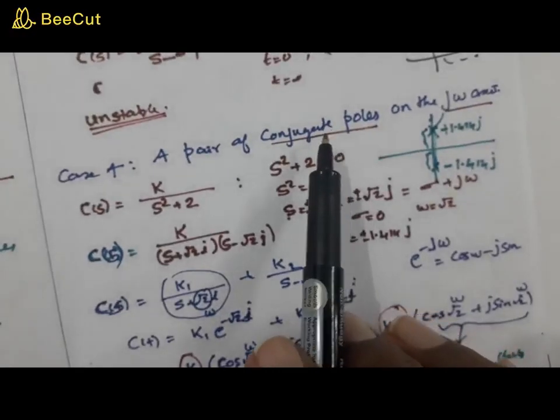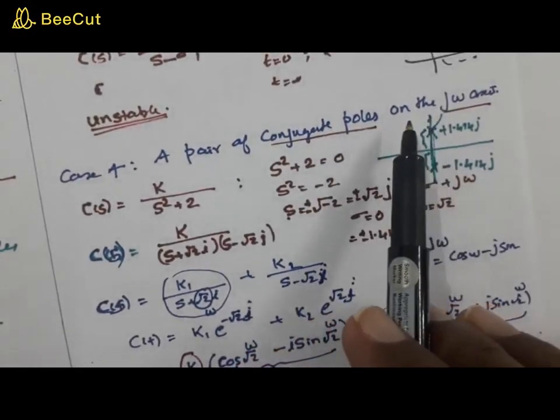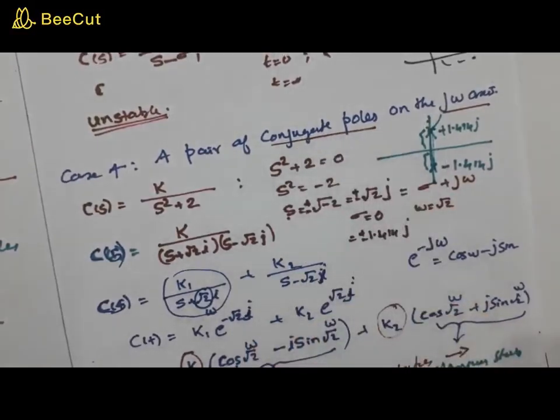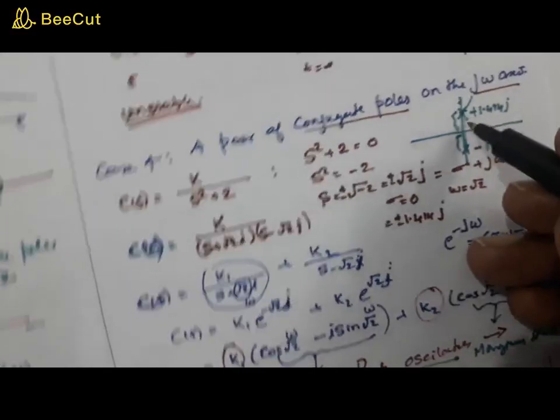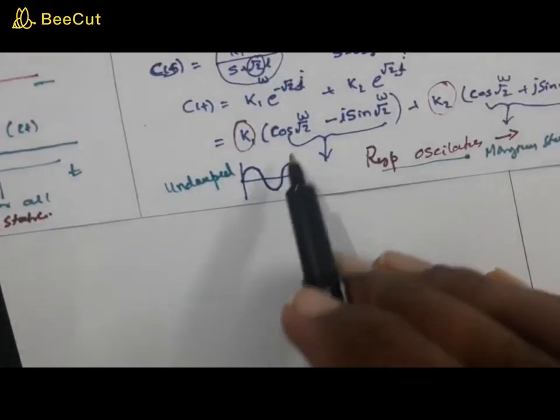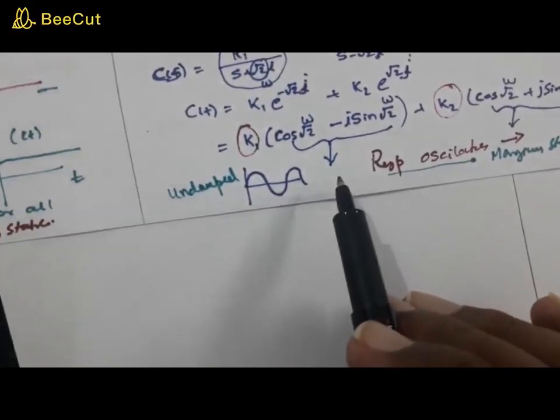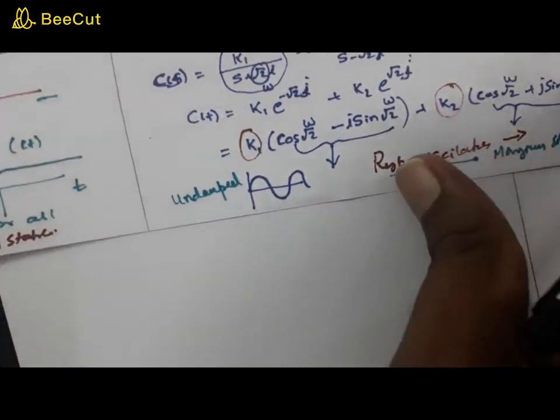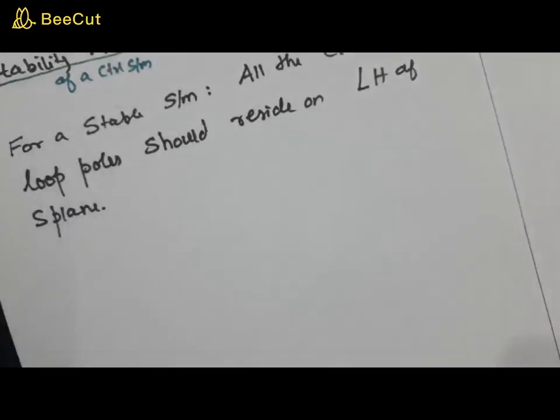Now coming to case 4, instead of simple poles, you considered conjugate poles. If the conjugate poles are residing on the j omega axis, something like this, then the output is having a constant oscillation. It will be oscillating. So you can consider that as a marginally stable system.